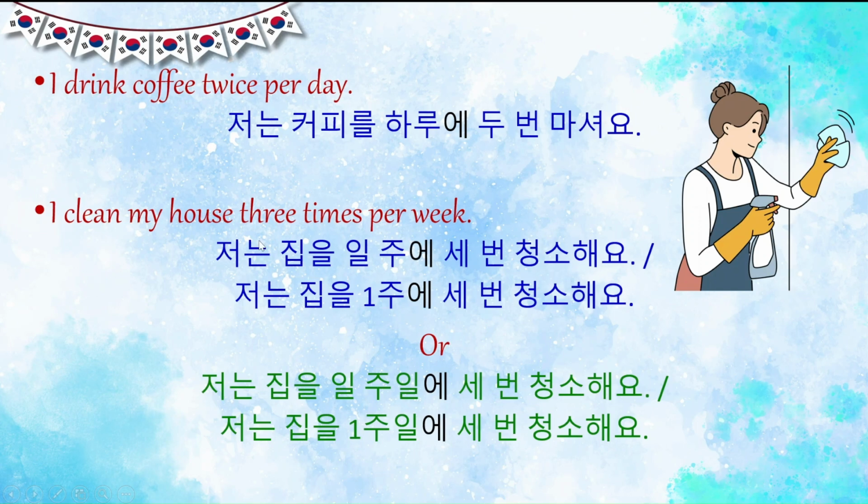Now you have to say 3 times per week. Okay. Now week in Korean is 주. 1 week, 일주. Per week, 일주에. 3 times, 세 번. Very simple. Okay, so first comes the time period, 일주. Then comes the particle 에. Then comes the number 3, 세. And then comes the counter, 번. 3 times per week, 일주에 세 번.